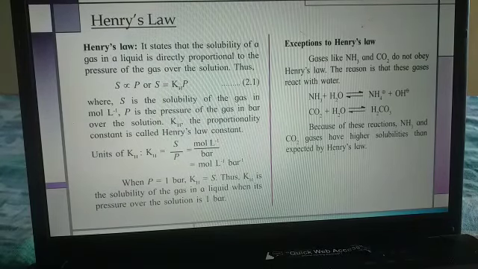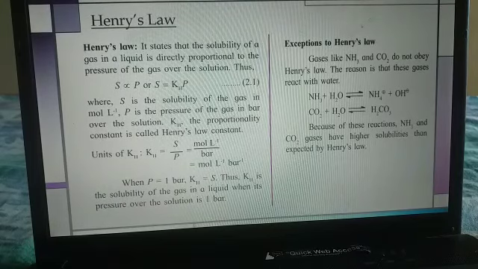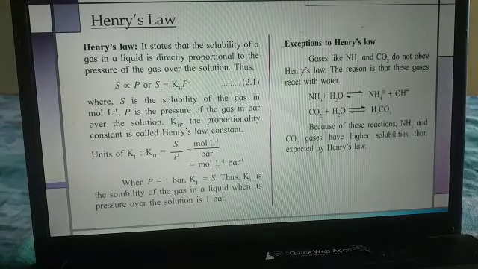Or we can say that Henry's constant is defined as the solubility of a gas in mole per dm cube at 1 atmospheric pressure at a reference temperature. If several gases are present, then the solubility of any gas may be evaluated by using the partial pressure of that gas in the mixture.